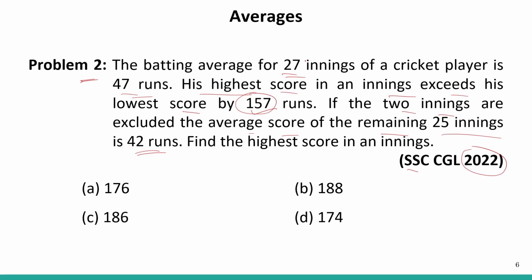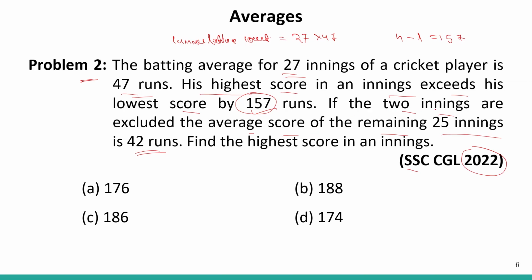Batting average of 27 innings is 47. So the cumulative count will be equal to 27 into 47, right? What we can see next is his highest score in an innings exceeds the lowest by 157 runs. Let his highest score be H and lowest be L. So H minus L is equal to 157, which is given to us.